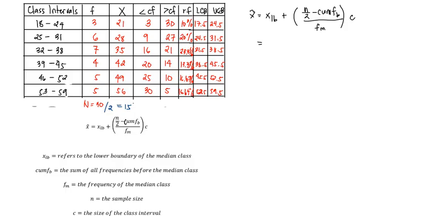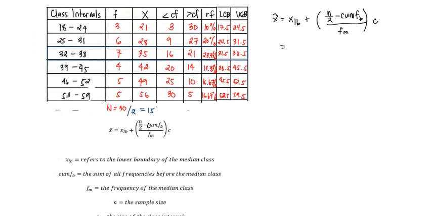So basically, our median class could be either 25 to 31 or 32 through 38. For this case, we are going to use 32 to 38 because its cumulative frequency, which is 16, is greater than 15. So we're gonna highlight that this is gonna be our median class. Let me just write that one. Median class. Okay, that is our median class now.